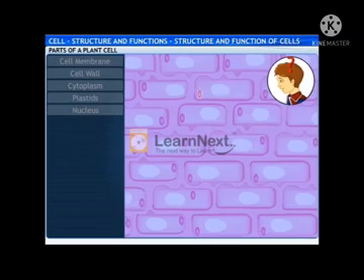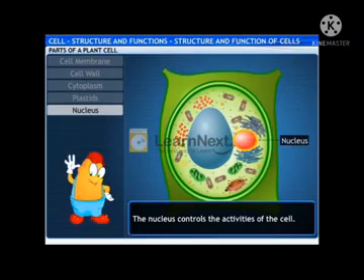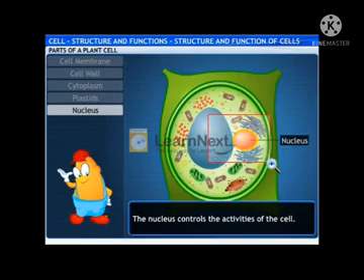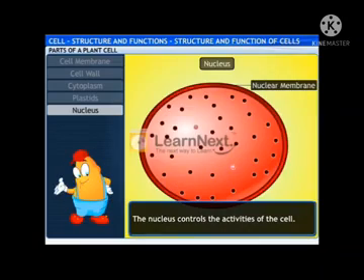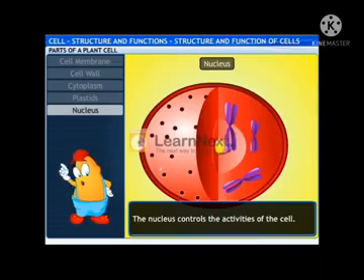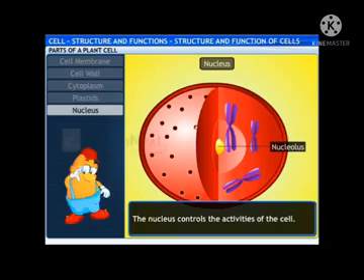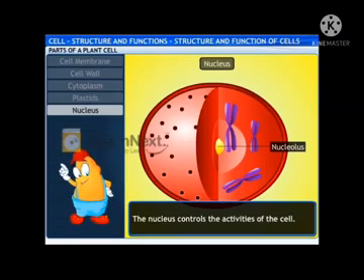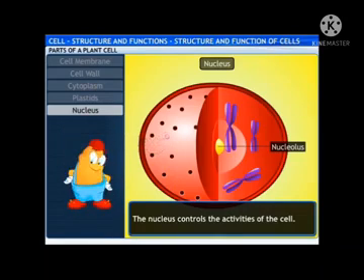What about the dark spherical structure in the cell? The dark spherical structure is the nucleus. It controls the activities of the cell. It contains the nucleolus. You can view the nucleolus if you have a microscope with a higher magnification. It is a smaller spherical body. The nucleus also contains thread-like structures called the chromosomes.